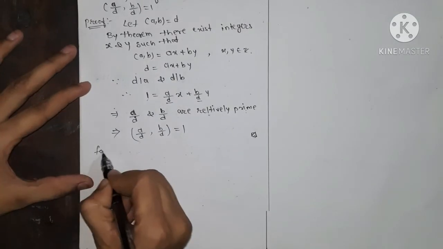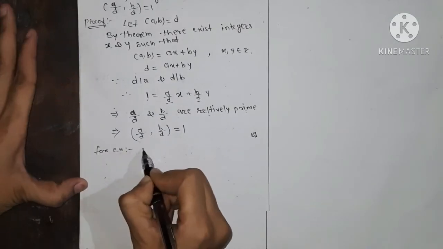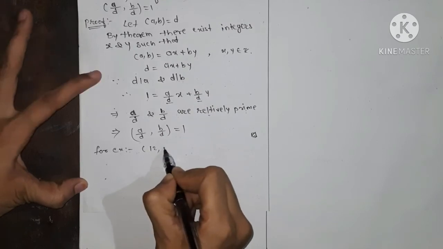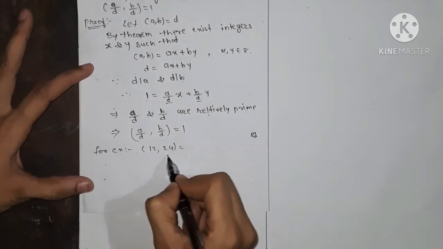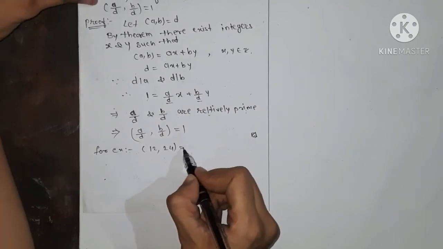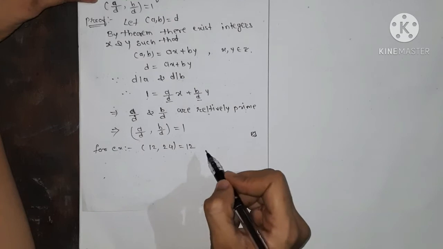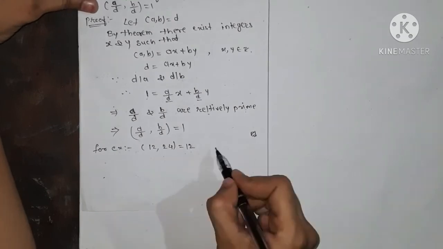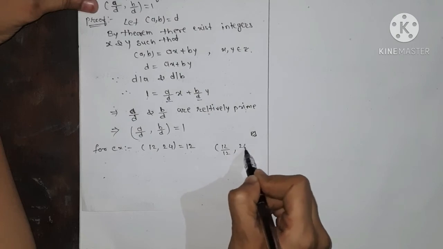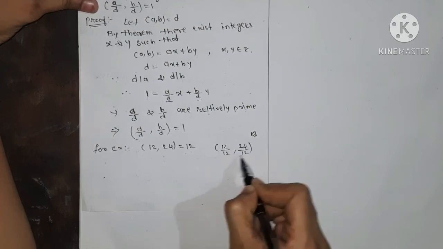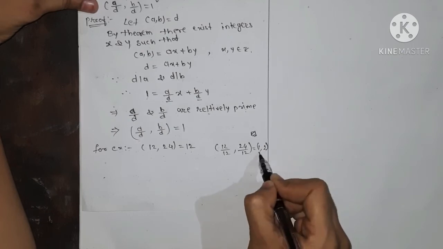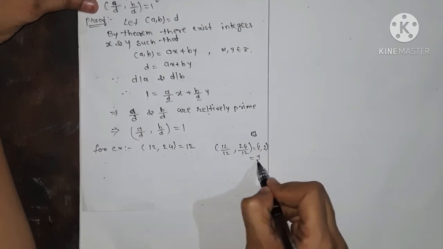For example, GCD of 12 comma 24 is equal to 12. Now if we divide by 12, it is 12 upon 12 comma 24 upon 12, that is equal to 1 comma 2. So GCD of 1 comma 2 is equal to 1.